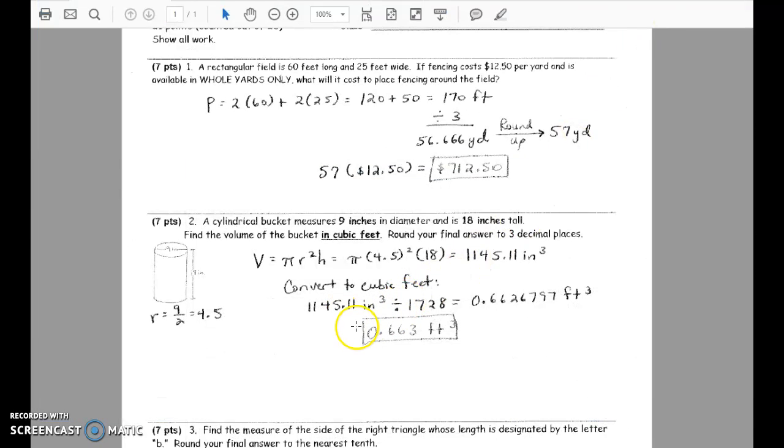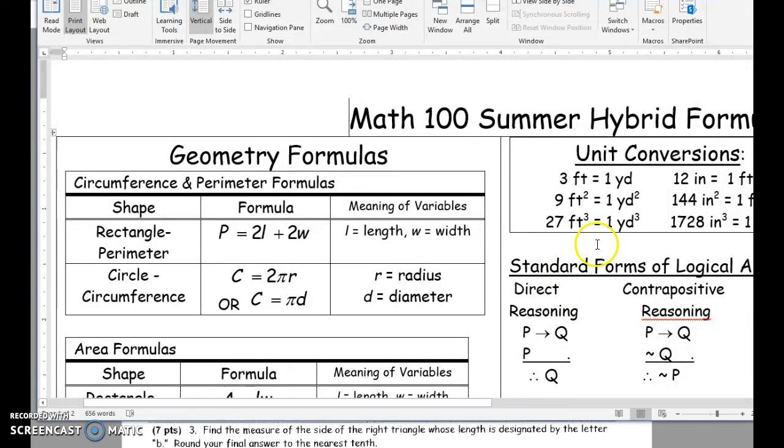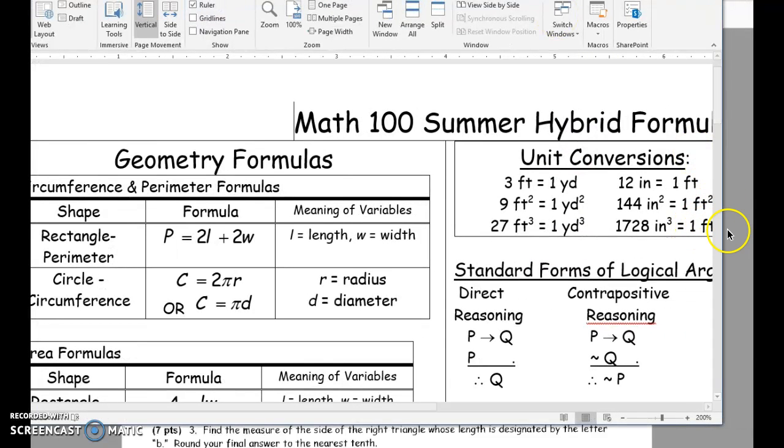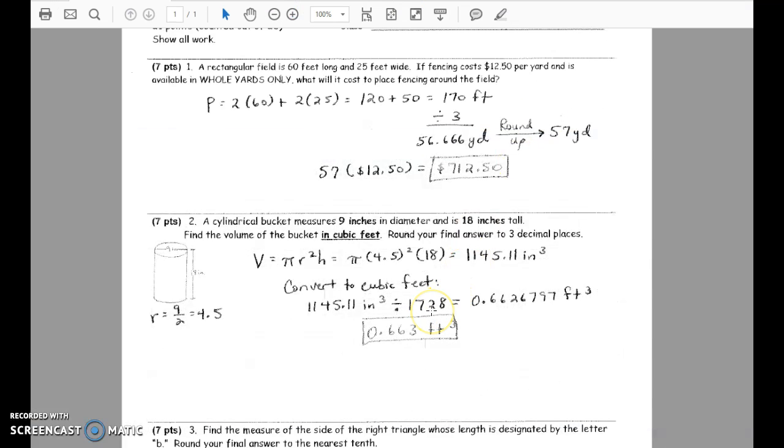In problem 2, our answer comes out in cubic inches, but the instructions ask for the answer in cubic feet. So we're going to have to convert from cubic inches to cubic feet. Right here, you're going to have to divide by 1728.